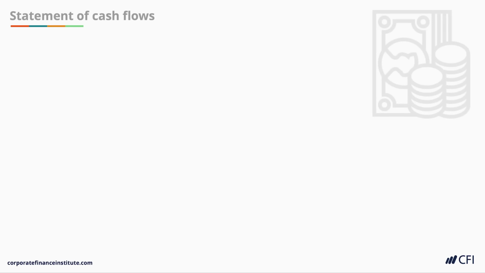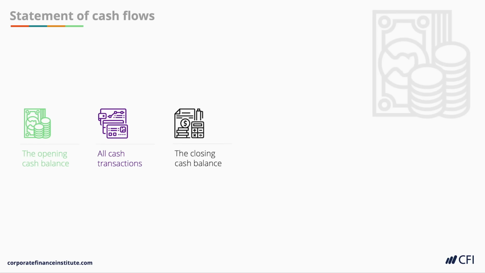The Statement of Cash Flows acts as a kind of bank statement for a company. It shows the opening cash balance of the company and then lists all of the transactions affecting cash to arrive at the closing cash balance. The closing cash balance will match the balance reflected on the balance sheet.